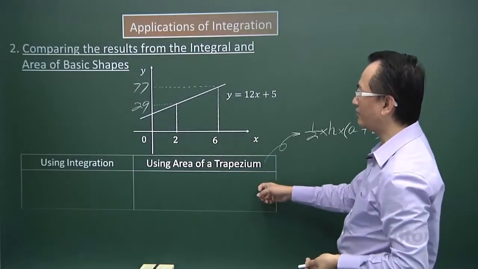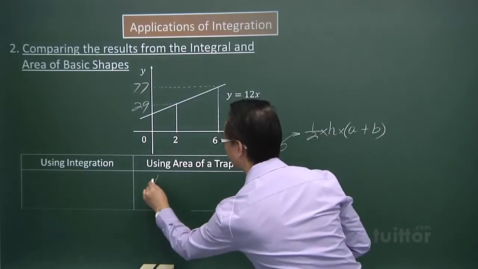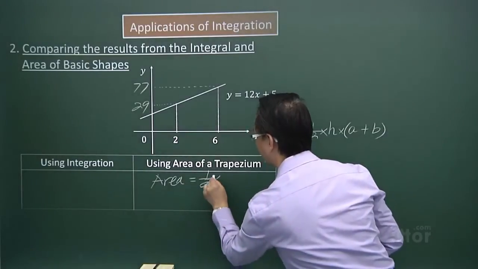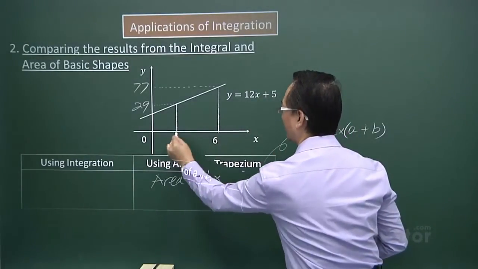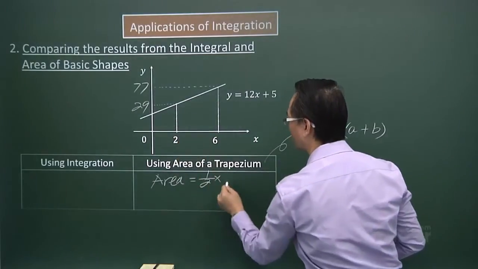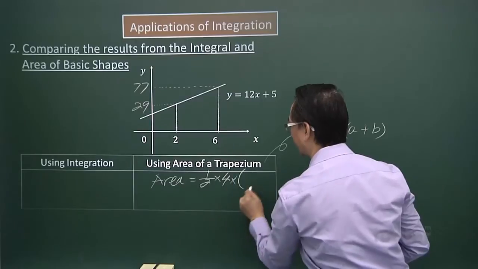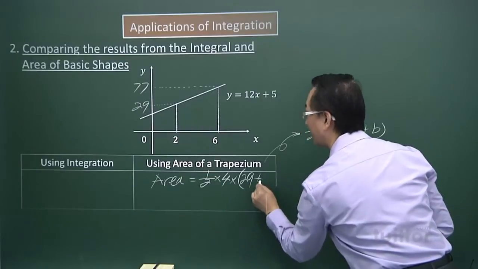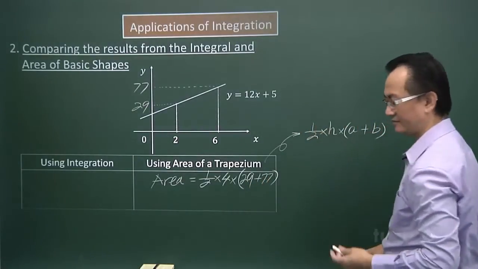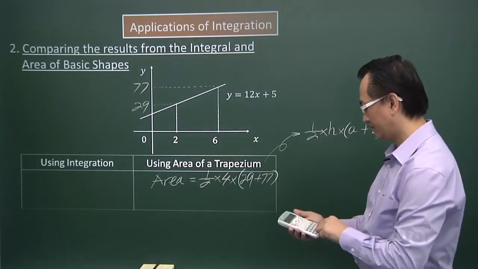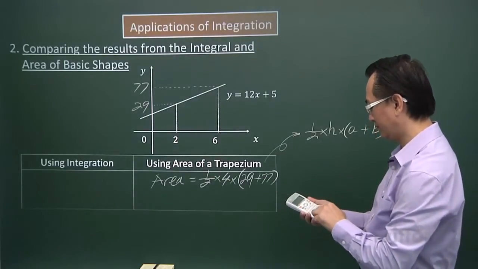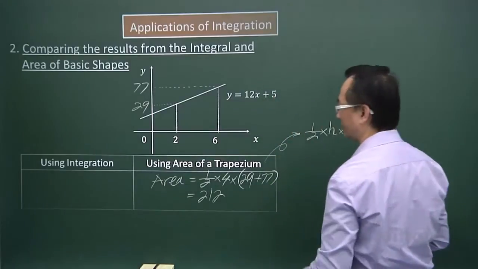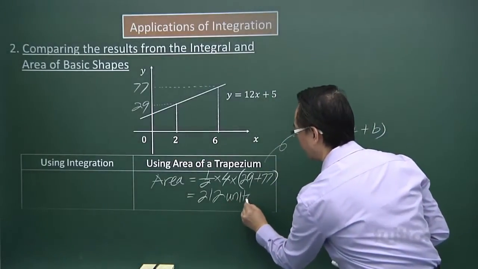So to find the area of the trapezium, I will have half times the distance here, which is 6 minus 2, that is 4. And I have the sum of 29 and 77. So the final answer is 212 units squared.